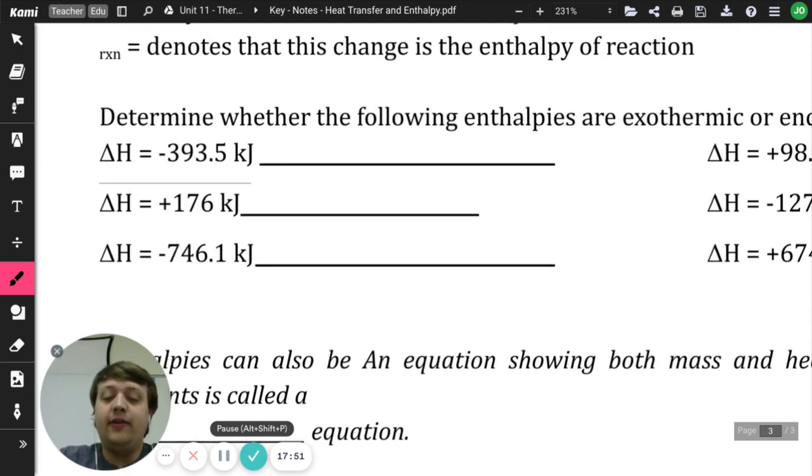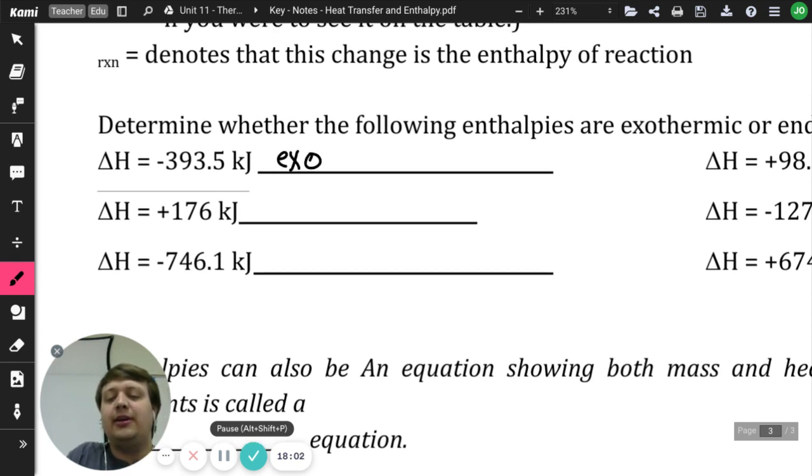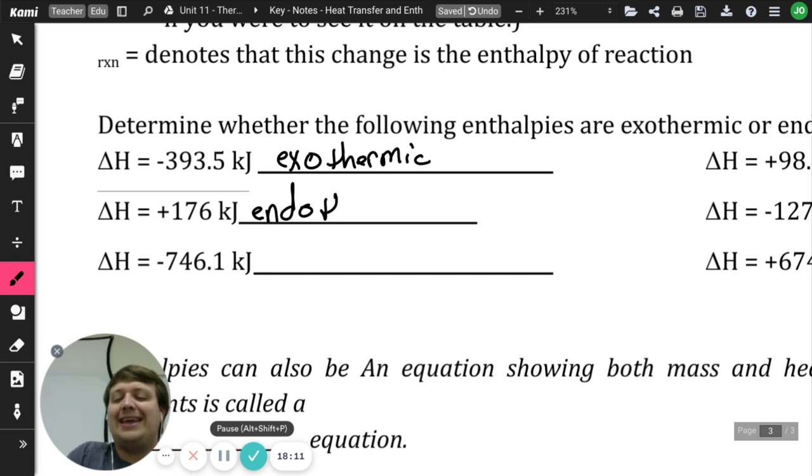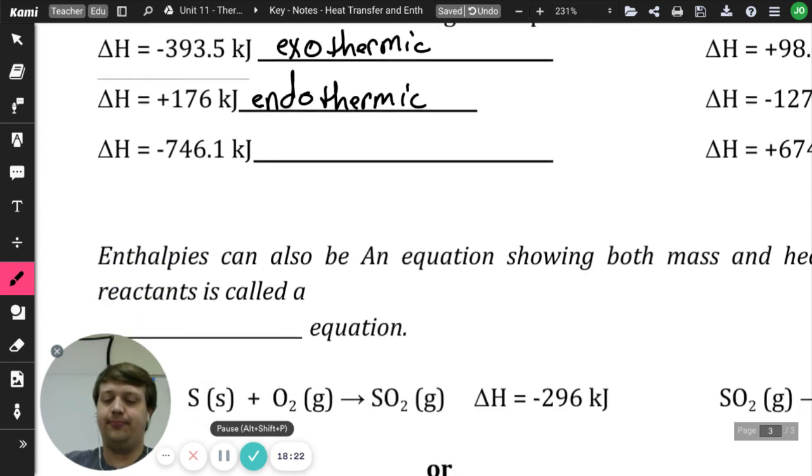Now, in this next part, we have to determine whether or not these enthalpies are going to be endo or exothermic. So do keep in mind that if I've got a negative change in heat, that means that heat is being released. So this is going to be exothermic. If I've got a positive change in heat, that means it is being absorbed. So it is endothermic. Okay, so I want y'all to go ahead and do those next 4 problems. So pause your video, do the next 4, and then you can check your key for the answers to that.